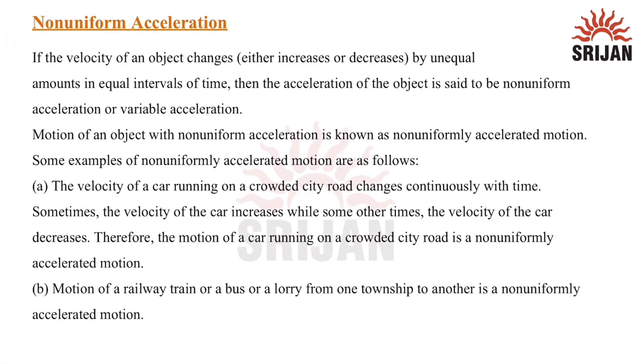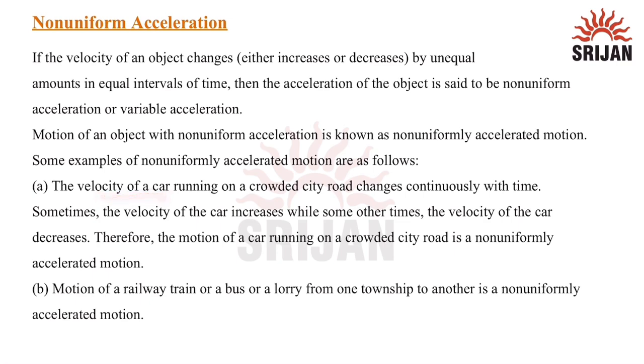Non-uniform acceleration. If the velocity of an object changes, either increases or decreases, by unequal amounts in equal intervals of time, then the acceleration of the object is said to be non-uniform or variable acceleration. Motion of an object with non-uniform acceleration is known as non-uniformly accelerated motion. There are some examples for this.